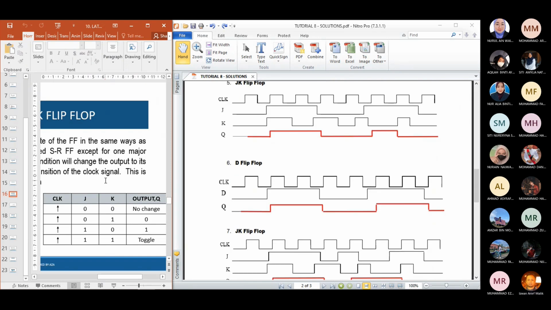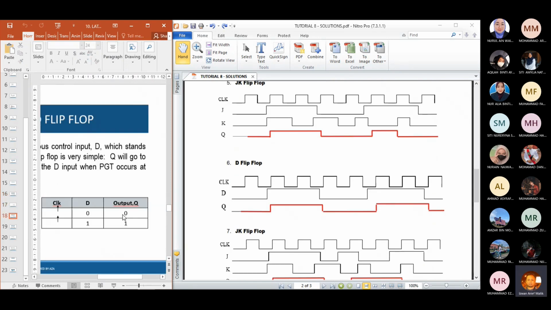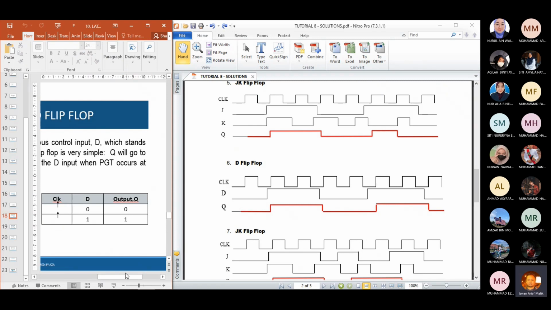Okay. Number 6 is D flip-flop. So kita cari D flip-flop punya truth table pula. So this is the easiest lah. Kenapa easiest? Sebab whatever the value of D is, that will also become the output. If D is 0, output is 0. When D is 1, output is 1.